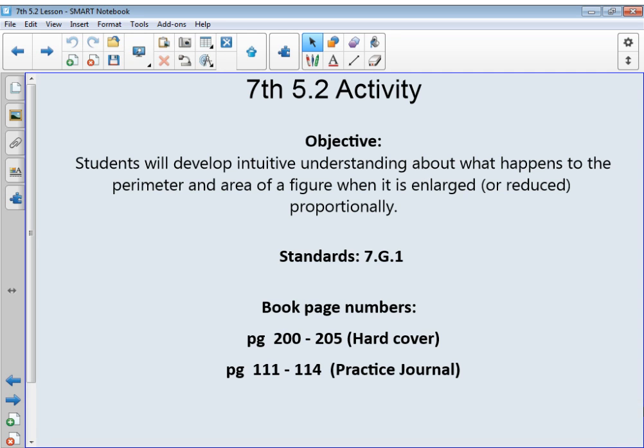This is 7th grade activity 5.2. The objective: students will develop an intuitive understanding about what happens to the perimeter and area of a figure when it is enlarged or reduced proportionally. The standard covered is 7.G.1.